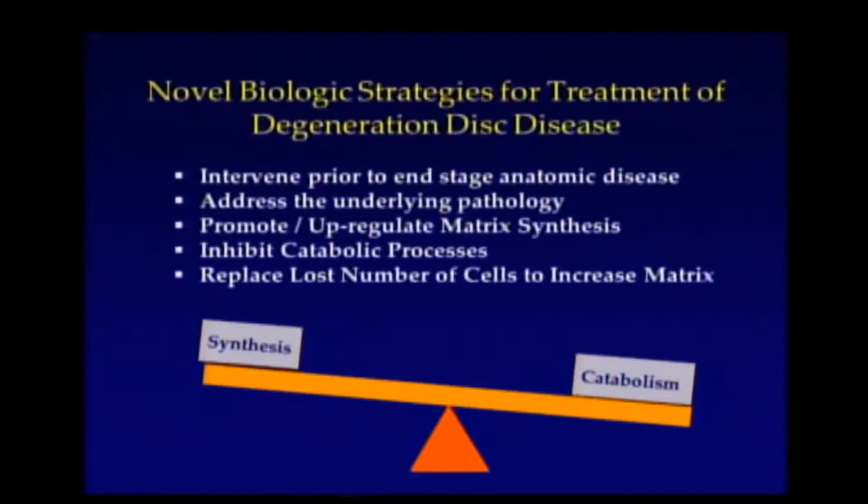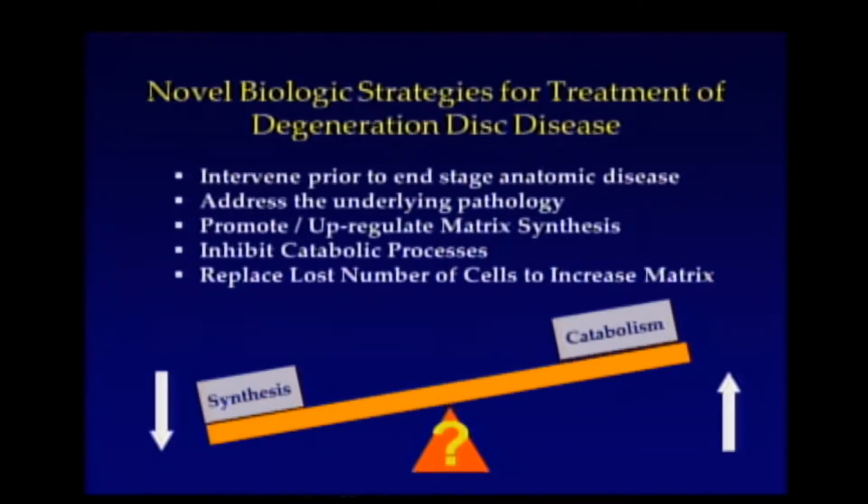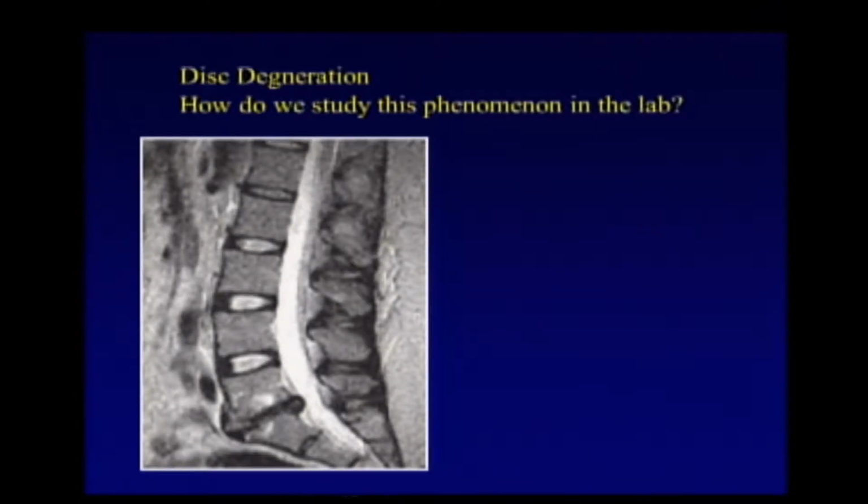So with that in mind, we want to consider altering this balance, this paradigm that we talked about, the simple model of synthesis and catabolism of matrix biology. And I think we have some windows of opportunity to consider treating the disc in that mode so that we can make a difference. So basically promote synthesis and decrease catabolism, which occurs in terms of the disc matrix biology and homeostasis. So how do we do that?